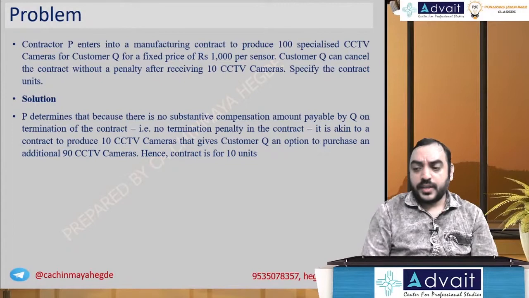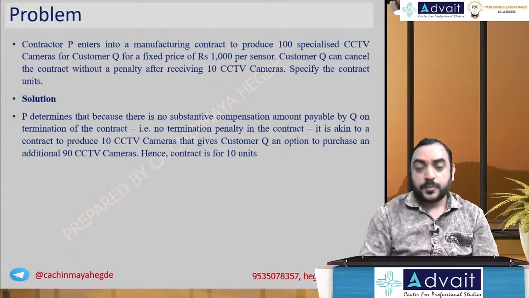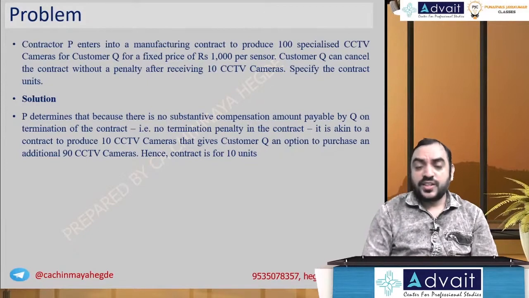Contractor P enters into a manufacturing contract to produce 100 specialized CCTV cameras for customer Q for a fixed price of rupees 1000 per camera. Customer Q can cancel the contract without penalty after receiving 10 CCTV cameras. Specify the contract units.